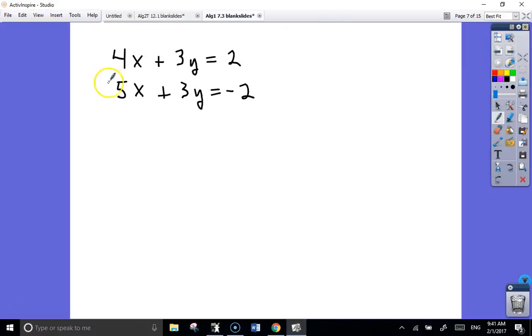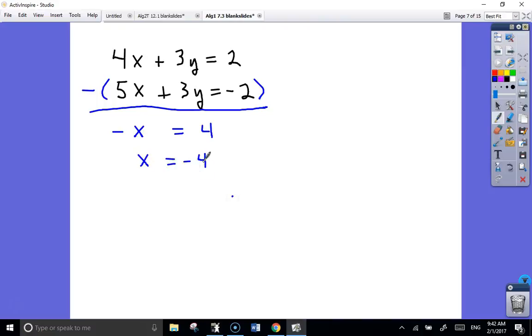So let's subtract. Right? 4x minus 5x. Negative x. The 3 y's cancel. What's 2 minus negative 2? Positive 4, right? Minus a negative makes it a plus. Okay, so we're not done solving yet. What does x equal? X equals negative 4.